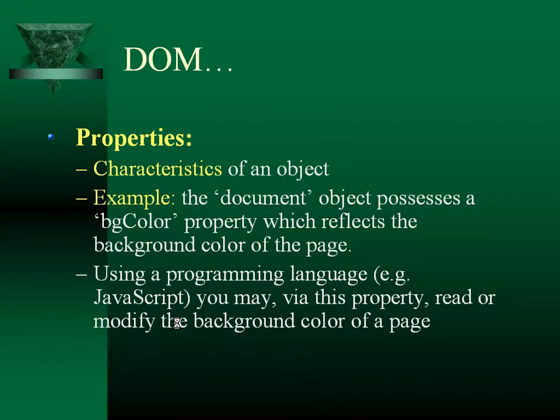Then coming to the properties. Properties are the characteristics of an object. For example, the document object possesses a bgColor property which reflects the background color of the page. Using a programming language, for example JavaScript, you may via this property read or modify the background color of a page.